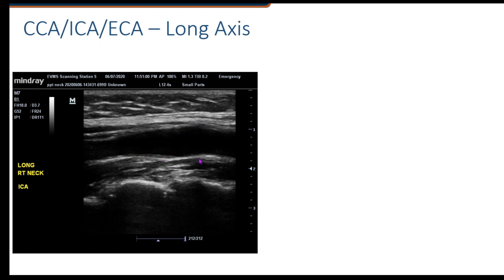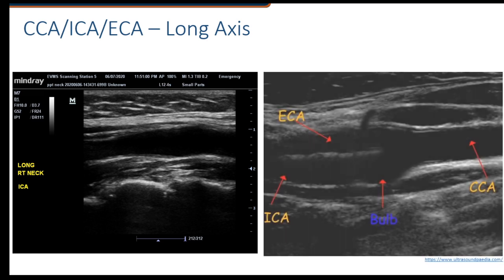Here is the bulb, and you can see this gradual taper of the ICA here. So how can we tell which one is which? We can do that with color flow. We can also do it by looking for branch patterns off the ECA, because remember that the ECA branches because it's feeding the face.